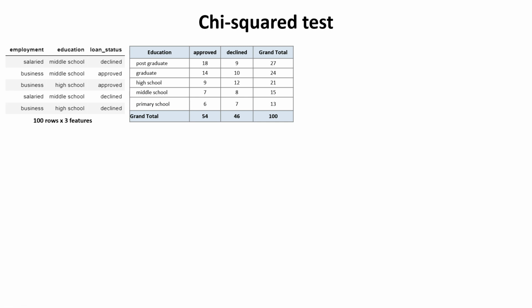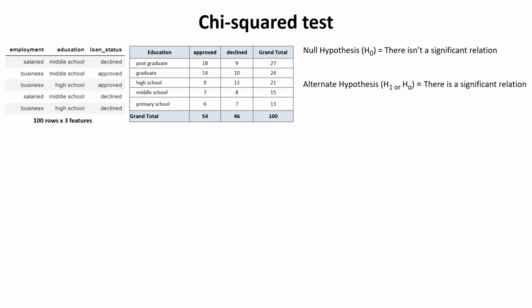Null hypothesis says, no, this is not true. Whatever statement alternate hypothesis is saying, that is incorrect. So we come up with two statements. First, null hypothesis, which says there is no significant relation between education and the loan status. Second one is alternate hypothesis, which is represented by H1 or H alpha, which says that there is significant relation between education and loan status. This is what we have to prove through chi-square calculation.